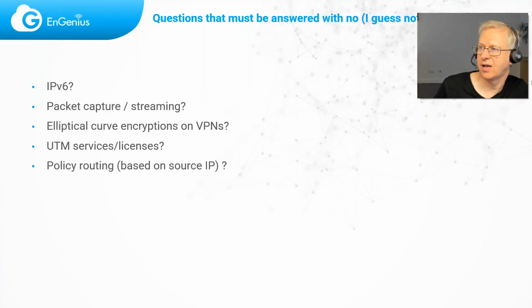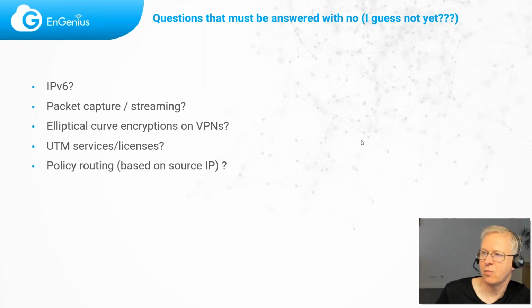There are some things that I guess I need to answer with no for now. IPv6 not supported. Packet capture streaming is not yet supported. Elliptic curve encryption on VPNs not supported. UTM service licenses, these will come in one form or another sometime in the future. Policy routing, that is routing not based on destination but on source IP addresses, that's not supported.